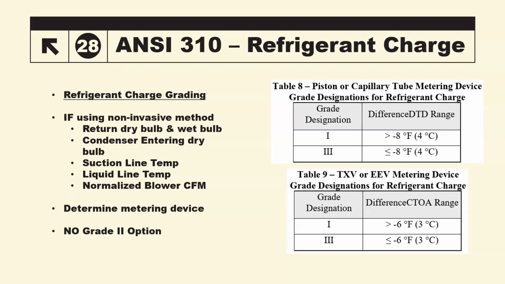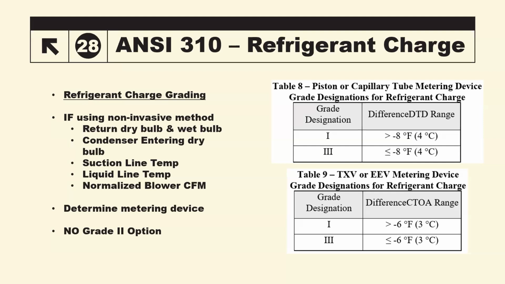So once you determine what metering device is being used, either TXV or piston and capillary, then you know which table to use. And again, in the standard, the tables are there. This is now different than any other step, in that there's not a grade two option. It either passes or fails. So if you're using a TXV, then you need to be greater than -6 degrees and equal to or less than 6 degrees for grade three. If the difference is outside that, it fails if you're grade three.